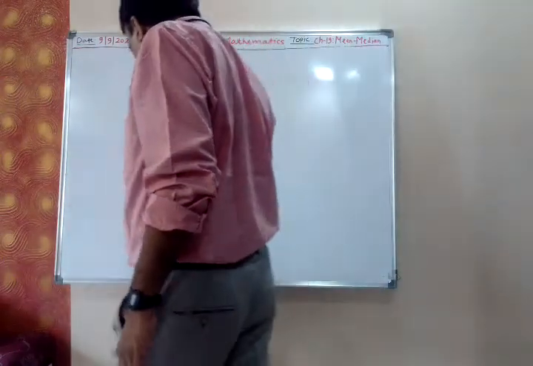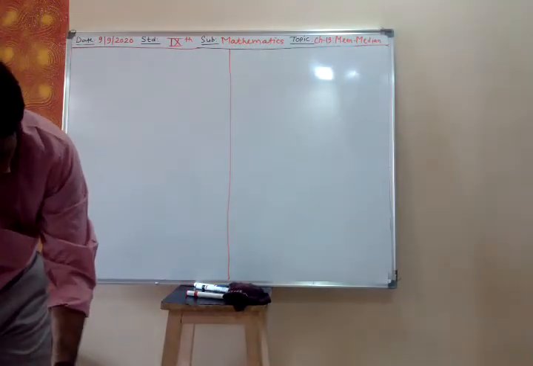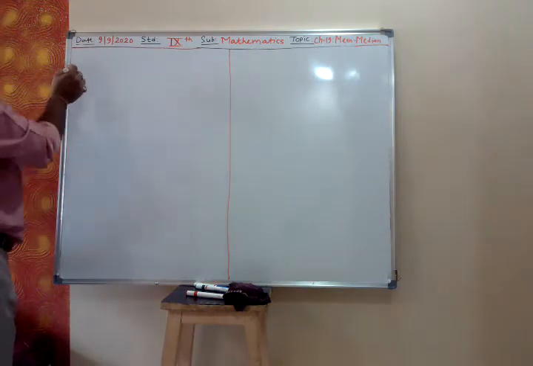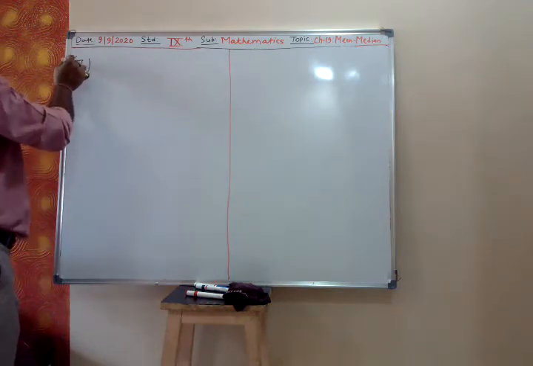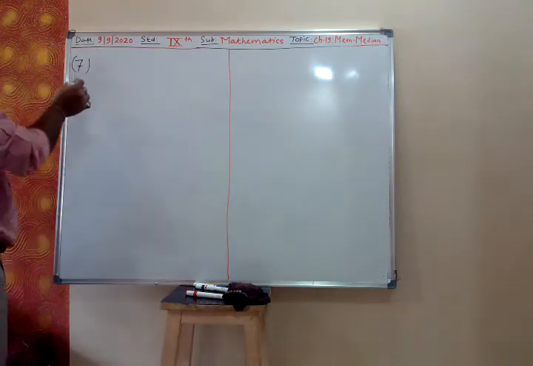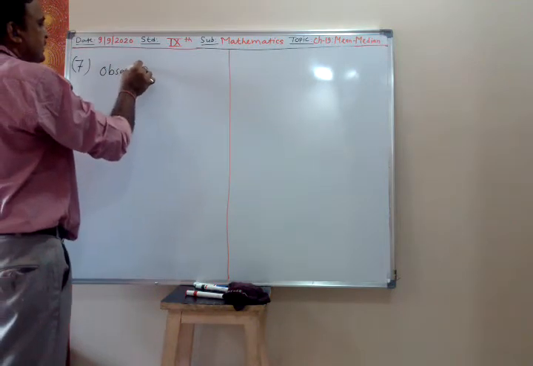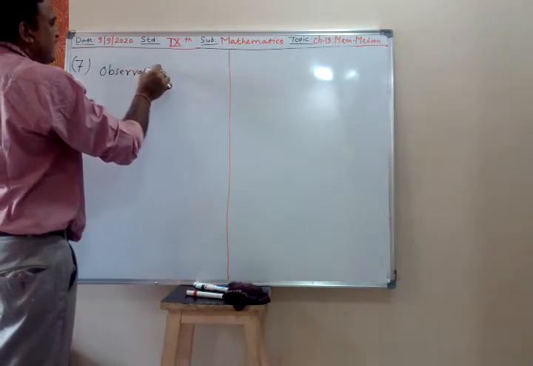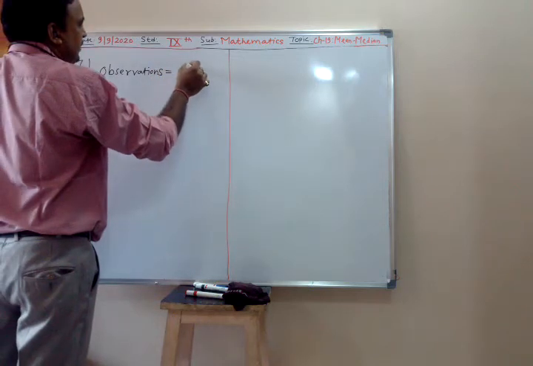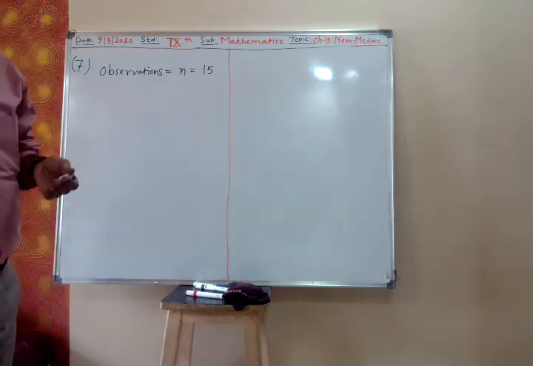Now seventh one, the mean of 15 observations is 32. I am not writing the question, I am writing what is given. The mean of 15 observations. Observations, always remember, are the same as n. And what is n? 15. Observations we denote by n.